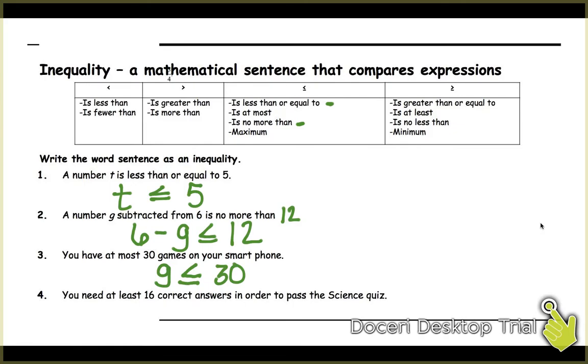You need at least 16 correct answers in order to pass the science quiz. So I could say A for answers, and we know we're going to talk about that compared to 16. So I need at least 16 of them correct. So do I want the answers more correct, or do I want 16 to be the bigger number? I want the answers to be bigger or equal to 16, because if I get 16, I'll pass. But if I get more than 16, I'm for sure going to pass. So this is just some practice in how to use those symbols correctly.